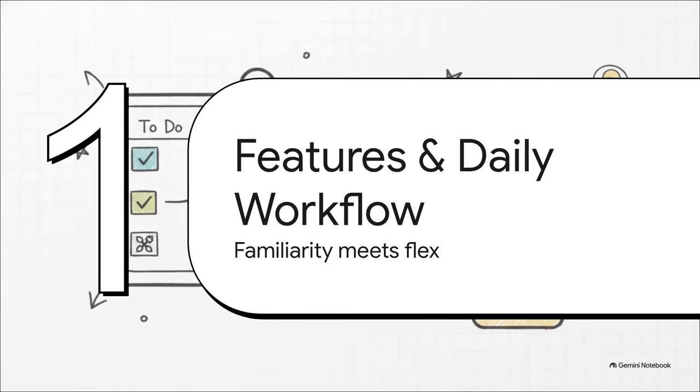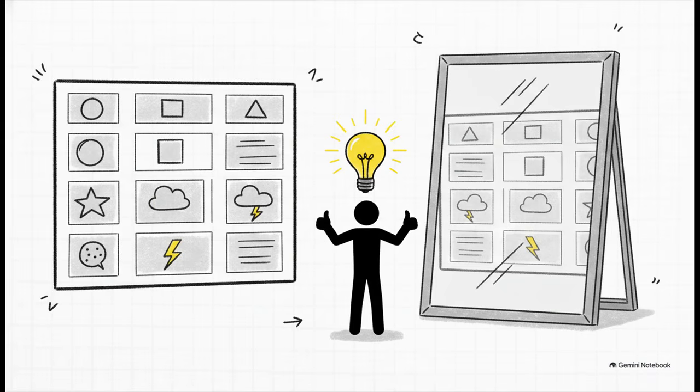Moving right along to Section 3, features and daily workflow. Familiarity meets flexibility. Let's talk about what this actually feels like to use day to day. Now, what's really interesting here is that Wekan's biggest structural advantage is that it uses the exact same boards, lists, and cards layout that you probably already know. It perfectly replicates that familiar Trello metaphor.